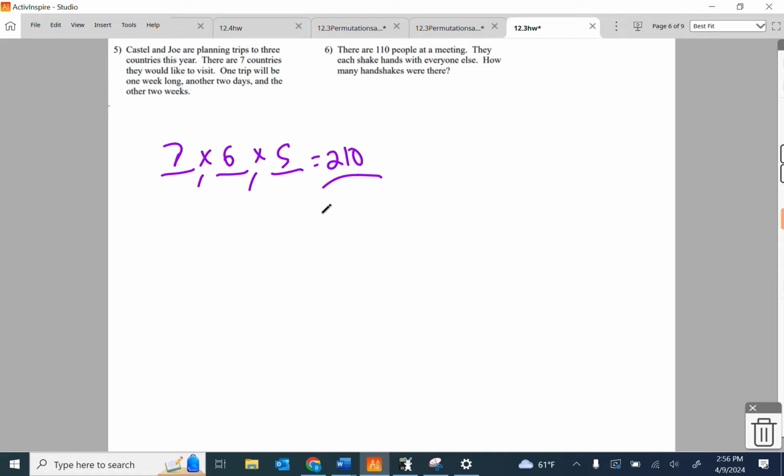So if I'm at that meeting, I'm going to shake hands with 109 people. And after that, I'm going to shake hands with 108 people, right? After that, 107 people. After that, 106 people. Good God, there's a lot of handshakes. Wow. Can it be that many?